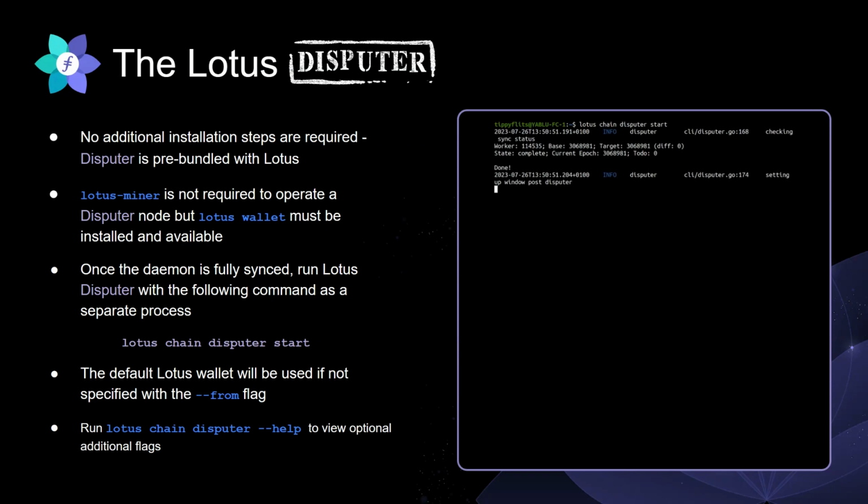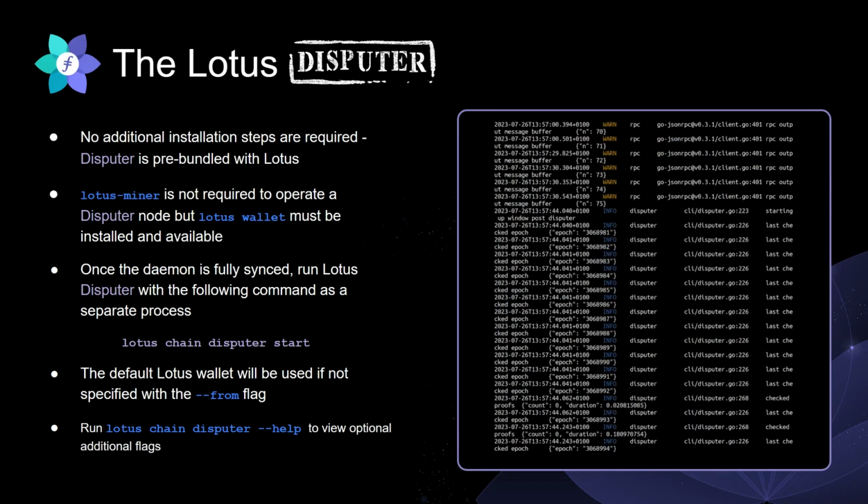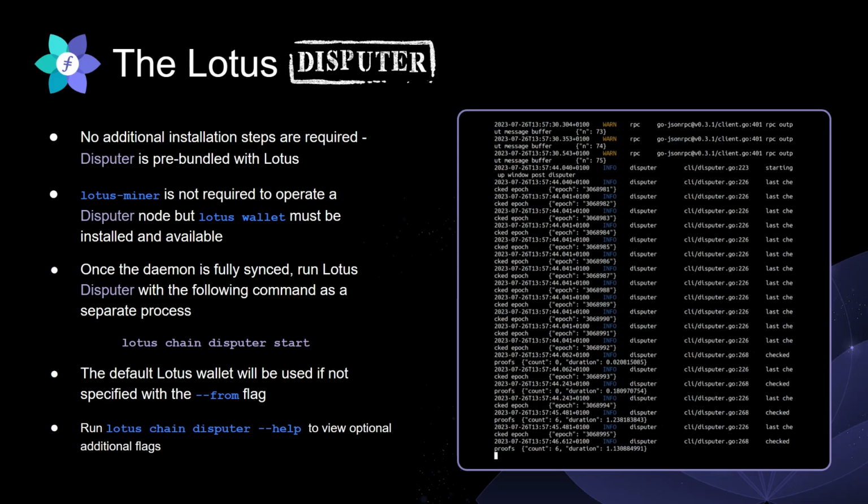Lotus Disputer will take around 7 minutes to fully start, so we will fast forward this section to the 7-minute mark. As we can see on the right-hand screen, Lotus Disputer has now started and is successfully verifying window post proofs.